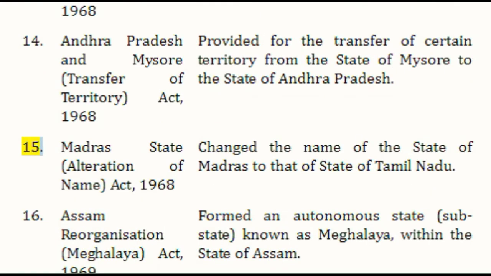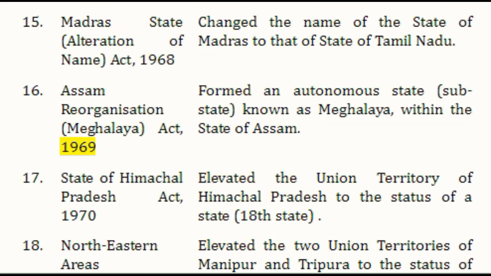15. Madras State, Alteration of Name, Act, 1968. Changed the name of the state of Madras to that of state of Tamil Nadu. 16. Assam Reorganization, Meghalaya, Act, 1969. Formed an autonomous state, substate, known as Meghalaya, within the state of Assam.